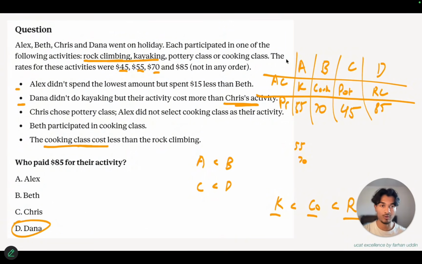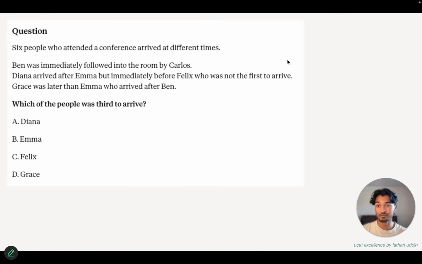Identifying the goal, representing it in a table, looking through concrete information, and then testing our hypothesis if we need to. Now, let's go through another question. Pause the video now, and then we'll go through it together.